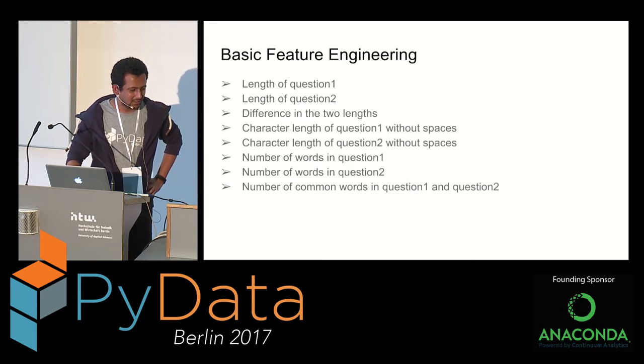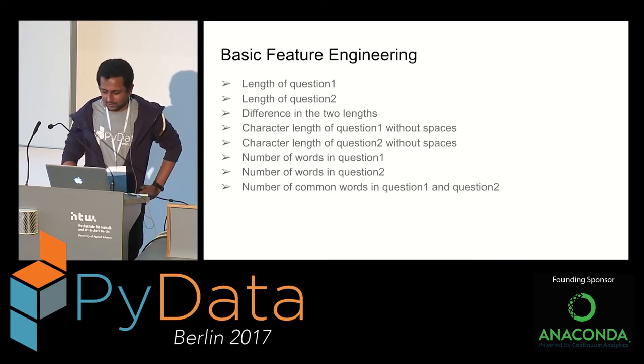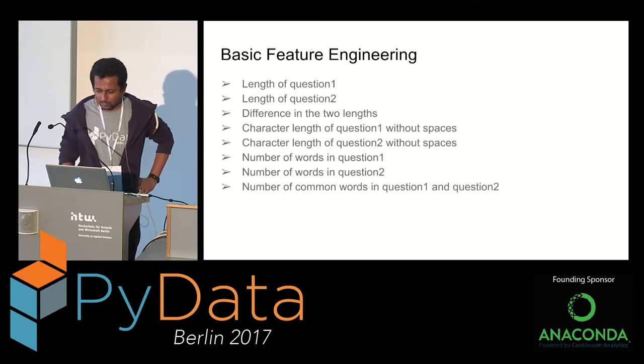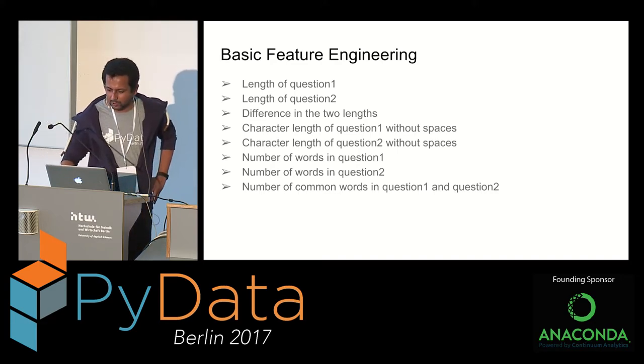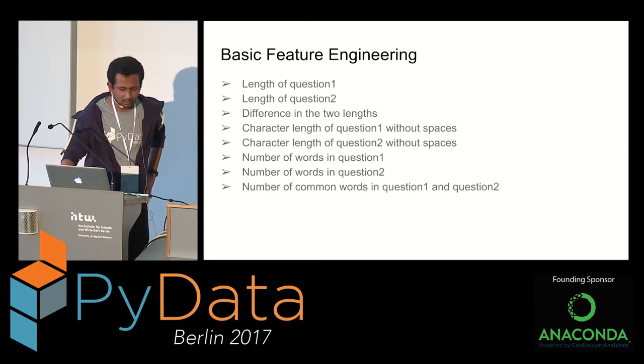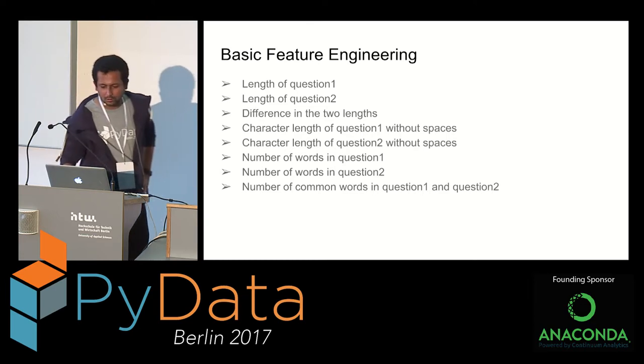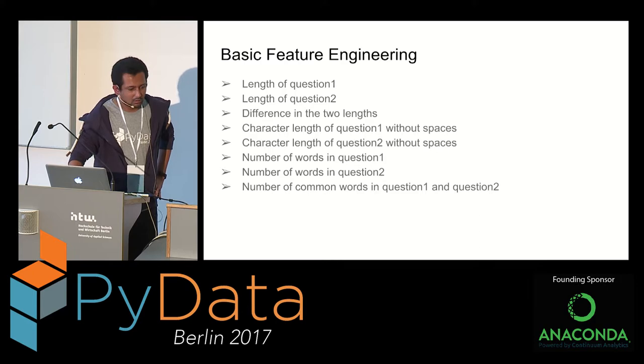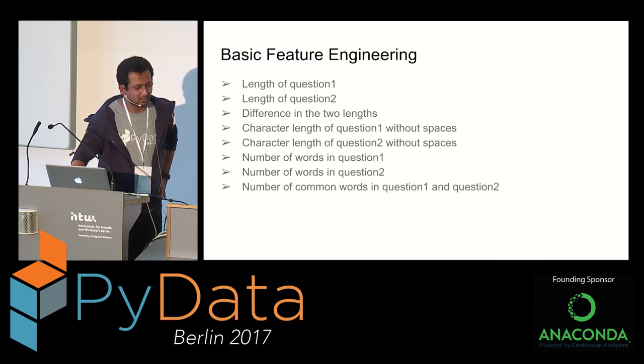So I started with very basic feature engineering. I think I don't need to explain this, but I'll just go through it very fast. What is the length of question one? Similarity for question two, difference in the two lengths. Character length of question one without spaces, same for question two, number of words in both questions, and the number of common words.